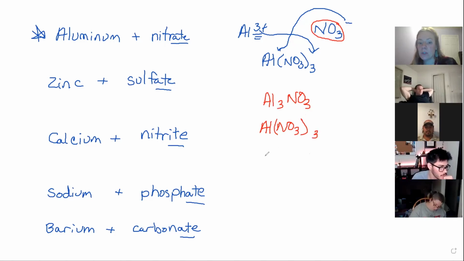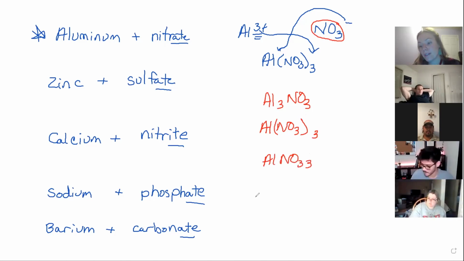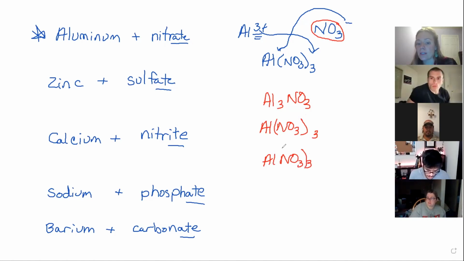Another thing I see people do, AlNO3 3, and they won't include the parentheses. Why is that wrong? We definitely don't have 33 oxygens, okay? We want to say that we have 3 of the packet. So start to treat this thing again as a unit or a packet. So if it helps, circle and then apply accordingly.